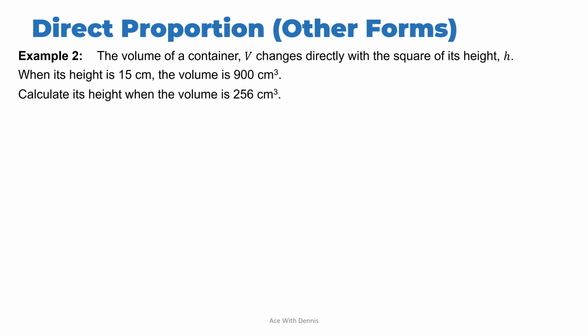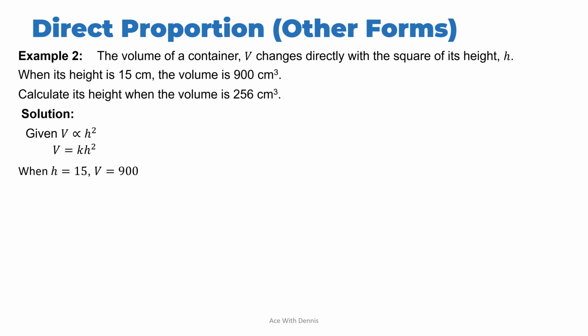Notice that in this example, the quantity V changes directly with the square of its height, h. It is not only h, the height. There is a square here. Hence, the solution will be, given that V is directly proportional to h squared, then V equals kh squared.